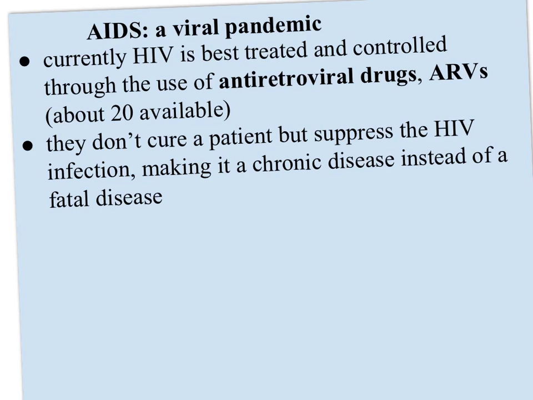Currently, HIV is best treated and controlled through the use of drugs called antiretroviral drugs, or ARVs, and there are about 20 different types available. They don't cure a patient, but they suppress the HIV infection. So now HIV is often viewed as a chronic disease, one you'll live with for the rest of your life, but that's much better than being a fatal disease, which it was for the first 20 years or so that we knew about AIDS.